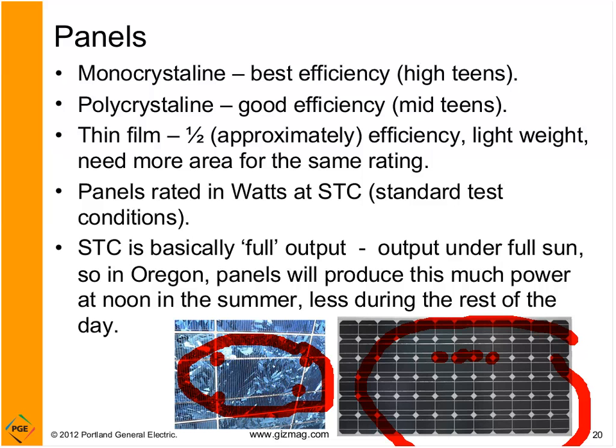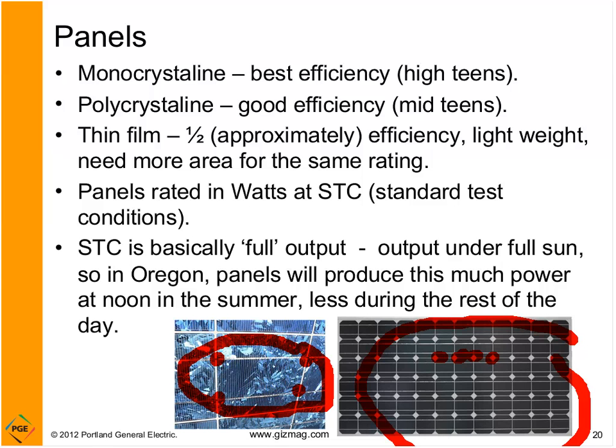Now, monocrystalline has the best efficiency in the high teens, so we're seeing panels that can be as high as 19% on the commercial market right now. 19% of the energy that hits the panel from the sun will be converted to electricity. Polycrystalline is a little less, more like 15%. Because the monocrystalline gets the best efficiency, it also costs more to make, and it costs more to buy. So you can work with your contractor to see what makes the most sense in terms of what type of panel you want to buy.